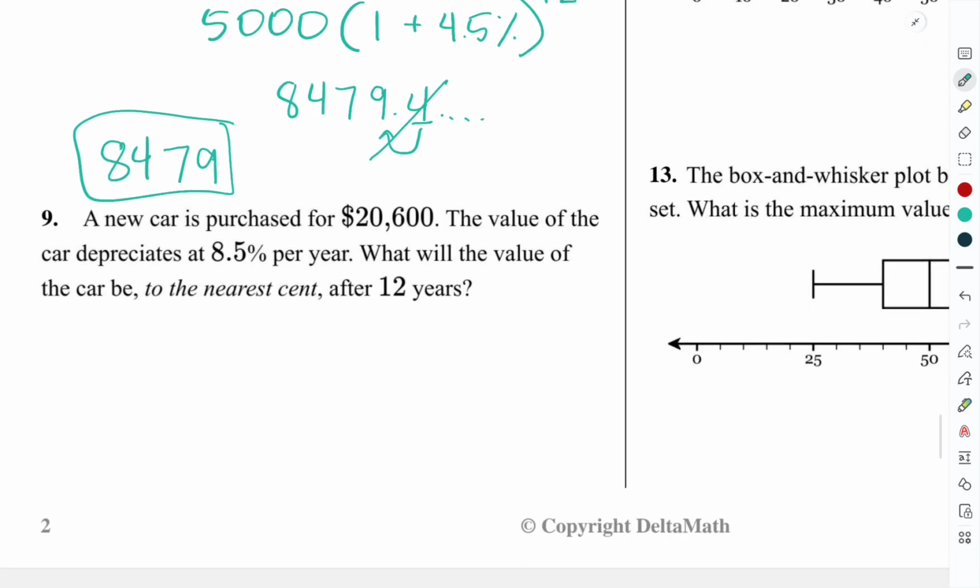Same thing. A new car is purchased for $20,600. The value of the car depreciates, so that's 1 minus 8.5%. What is it after 12 years? I've got to make sure it's 12, or else I'm going to get weird numbers. My car's value after 12 years, geez, that's pretty high still.